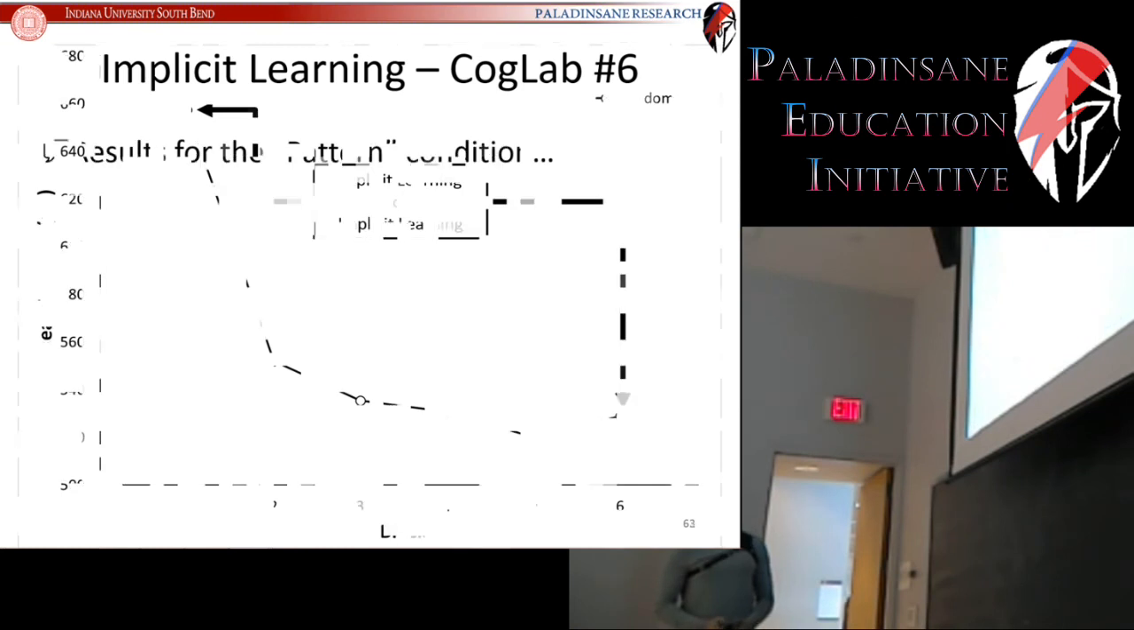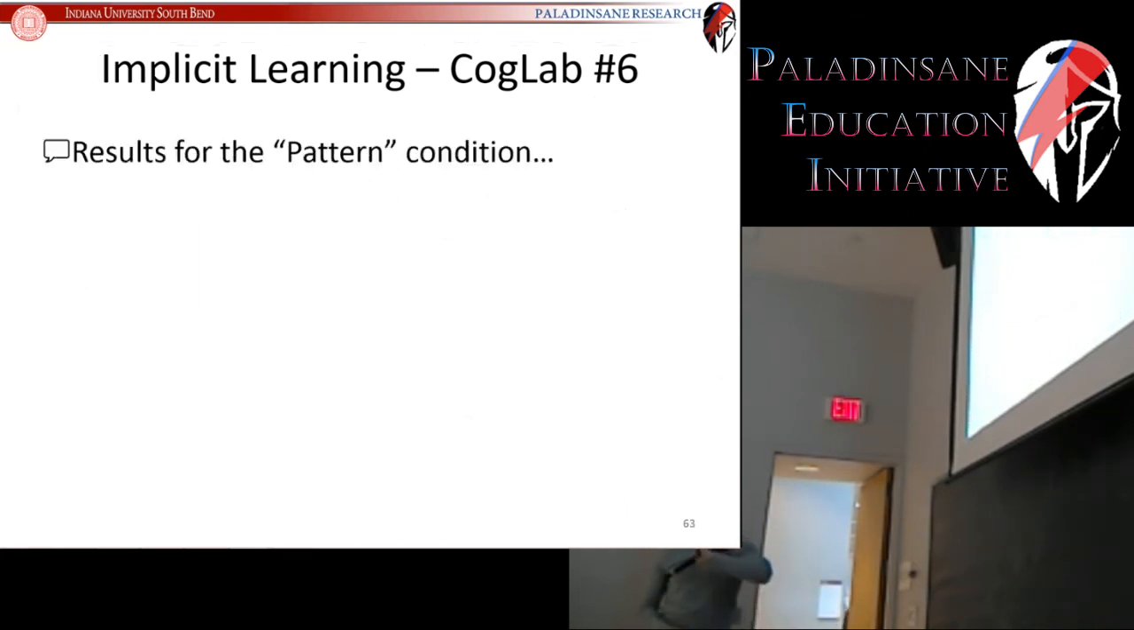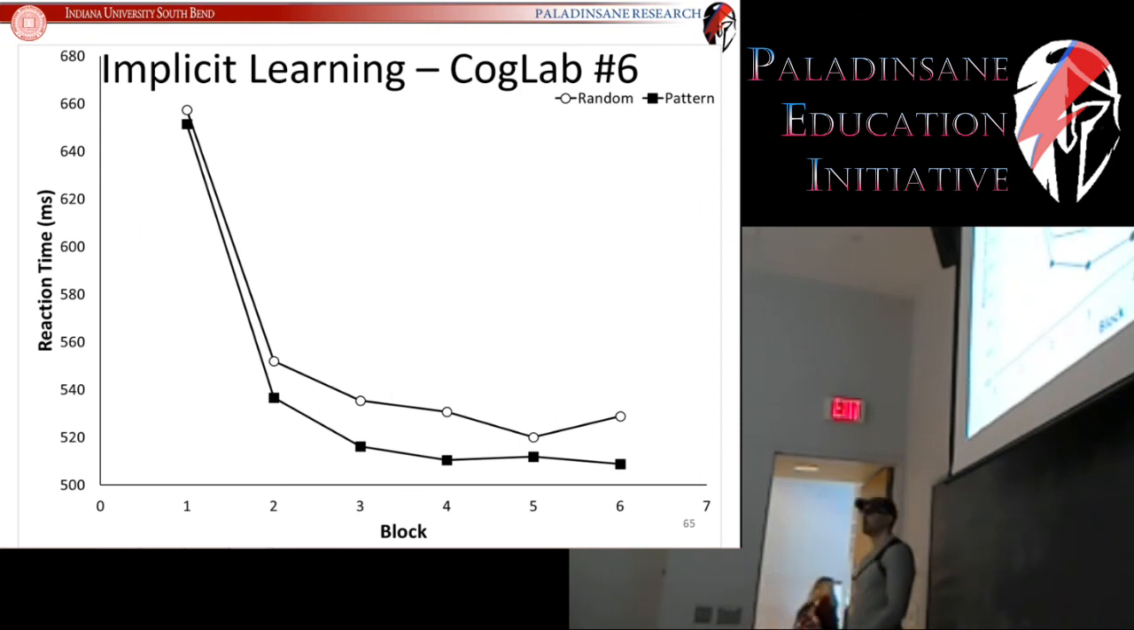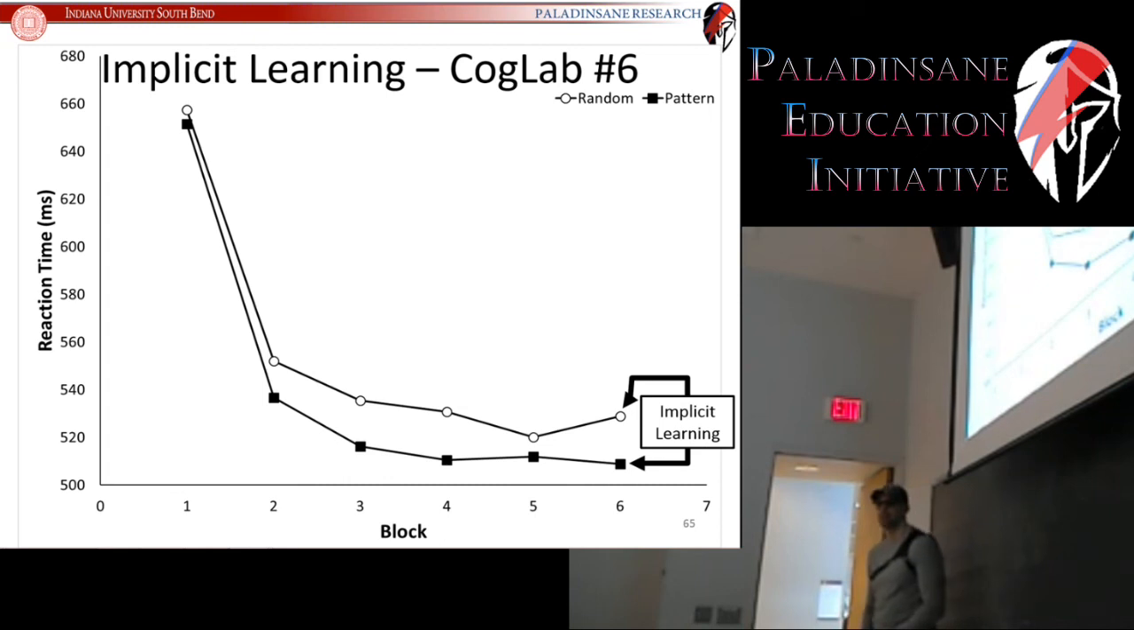All right, so two possibilities, or two combinations, could be both, for why this reaction time decreased, why you got faster. But now let's take a look at the pattern condition. So this is the random condition here. And if we take a look at the pattern condition, we can see that people were faster in the pattern condition. So you were actually quicker in the pattern condition. And that can only be explained by implicit learning. And I will prove that right now.